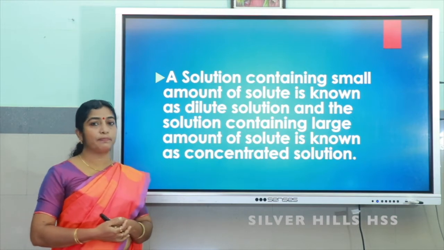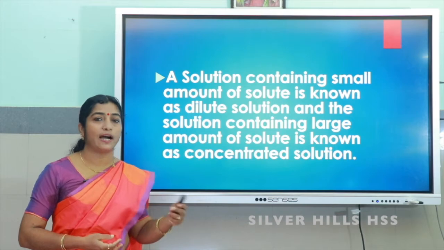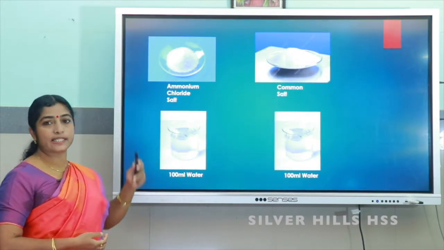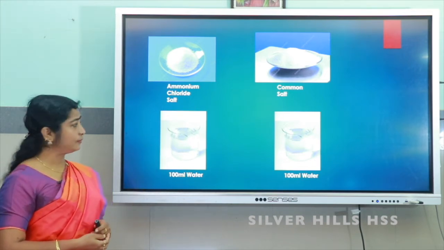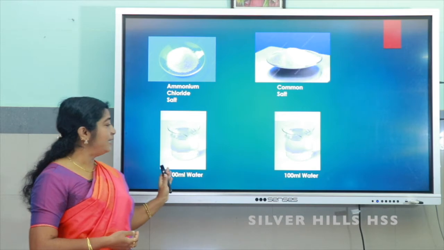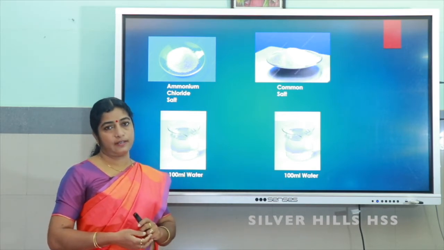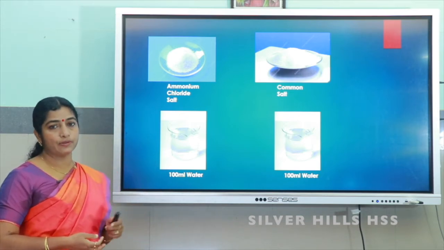Now let us prepare a saturated solution of common salt as well as one more salt, ammonium chloride. Let us take some ammonium chloride salt in a watch glass, and we have common salt also, and we are taking 100 grams of water in two different beakers. Let us see how to prepare a saturated solution.